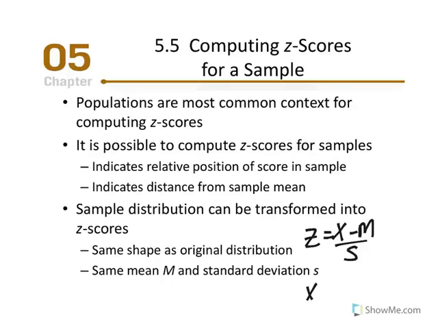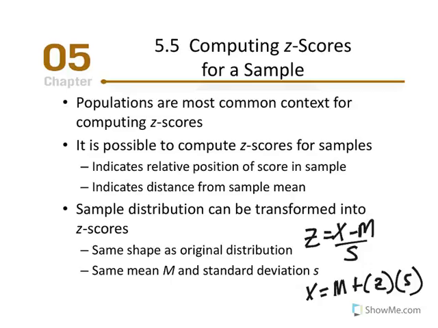And also, if we want to convert a Z-score back into an X value, the equation is X is equal to the mean of the sample plus the product of the Z-score multiplied by the standard deviation. Again, the structure is the same, it's just the notation that's different when we're using Z-scores for a sample. The purpose of a Z-score is to indicate the exact location of a score in relation to the mean. It indicates the relative position of a score in a sample, and the distance from the sample mean. The sign tells us if we're above or below the mean, and the value indicates how many standard deviation units that particular score is from the mean.